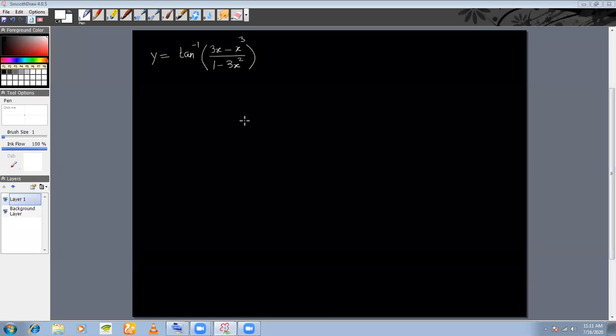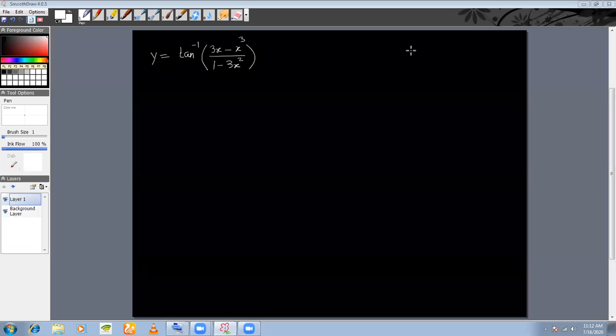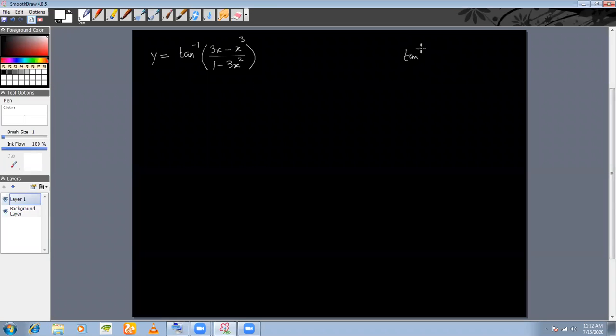So let's start. Let's see how to differentiate this function. You have y is equal to tan inverse of (3x minus x cube) by (1 minus 3x square). Now see this, what does it look like? You remember this formula?